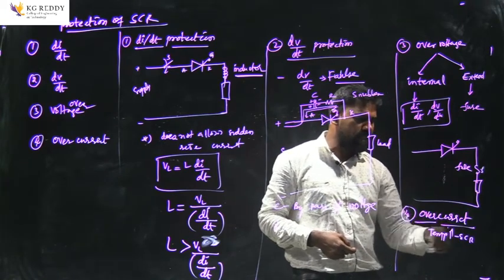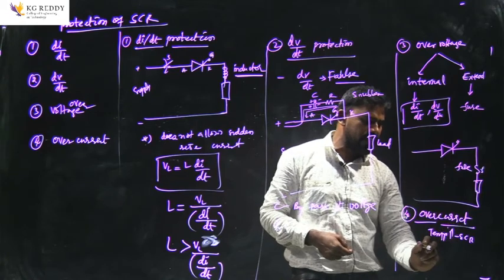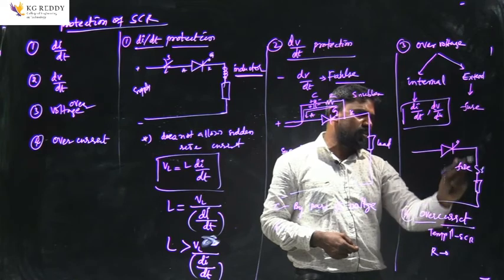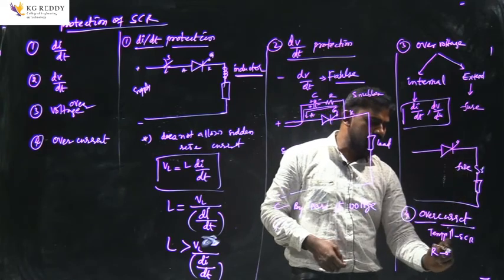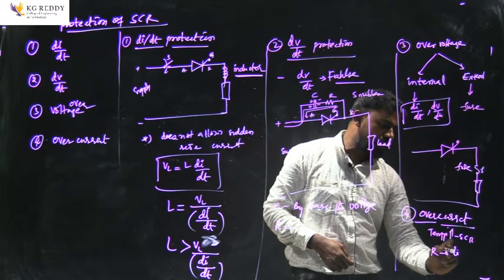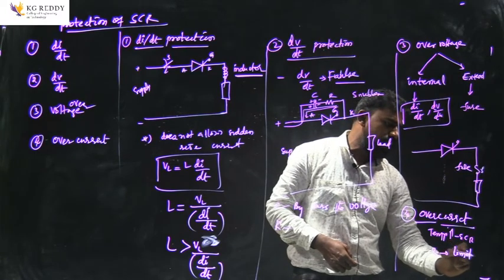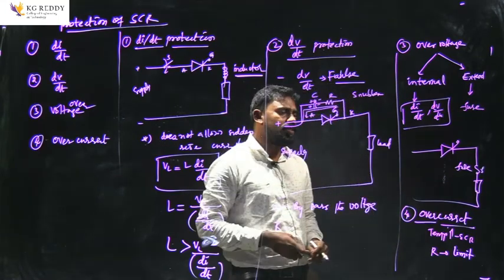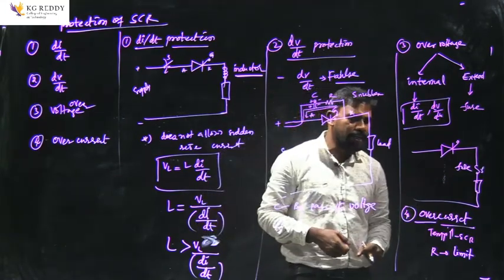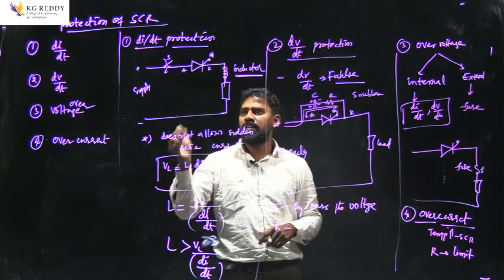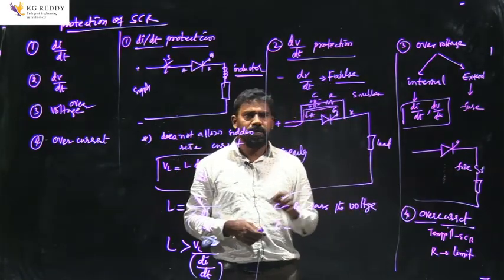To protect from this condition, we connect a resistor in series with the SCR. The resistor will limit the current, and the protection is provided for the SCR from this over current condition. So these are the different protection techniques of the SCR which we observed in this lecture.